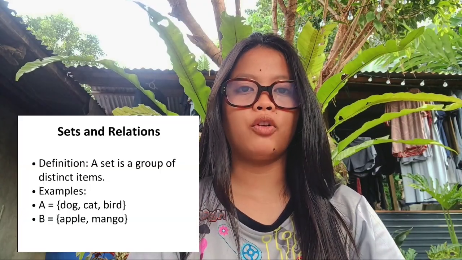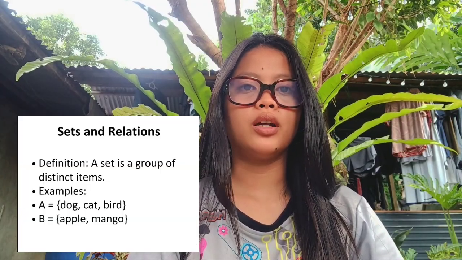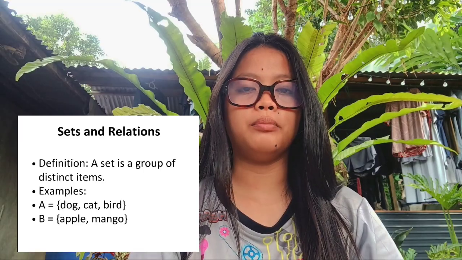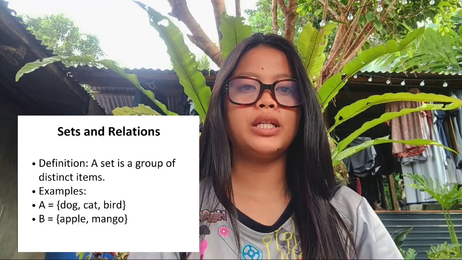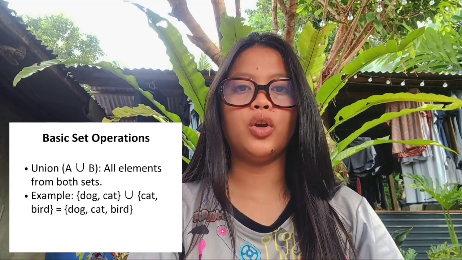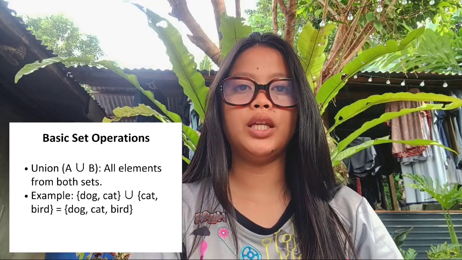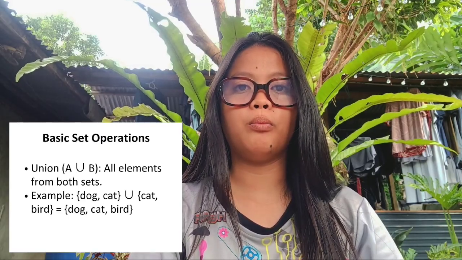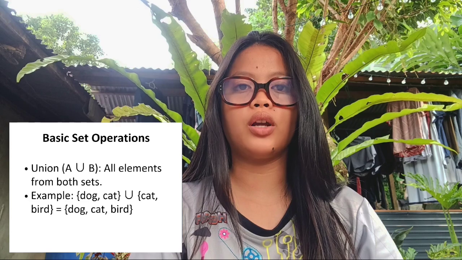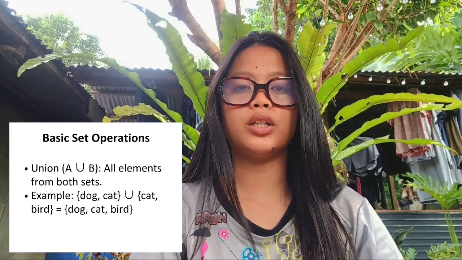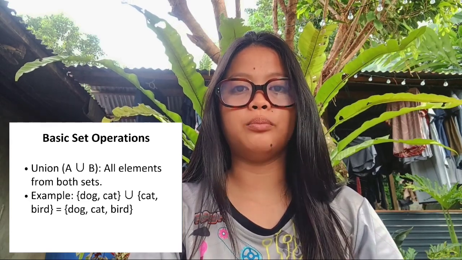Today I will discuss sets and relations. A set is a group of distinct items. For example, A is dog, cat, birds, and B is apple and mango. The basic operation is union, A union B: all elements from both sets. For example, {dog, cat} union {cat, bird} equals {dog, cat, bird}.